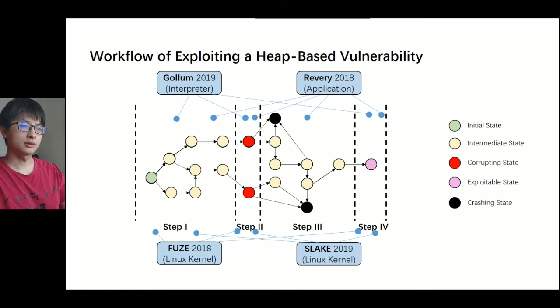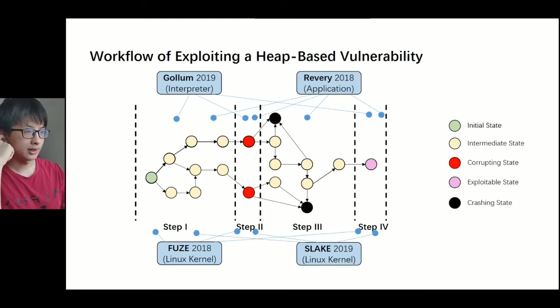Existing solutions, including Gloom, Fuze, and Slake, assume that there is a sensitive pointer that could be overwritten by merely heap layout manipulation and triggering vulnerabilities. So there is no need to manipulate heap layout after triggering vulnerabilities. In other words, they focus on stages 1, 2, and 4.